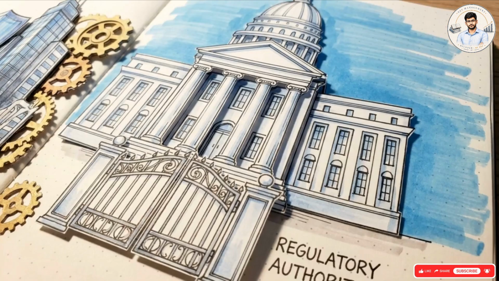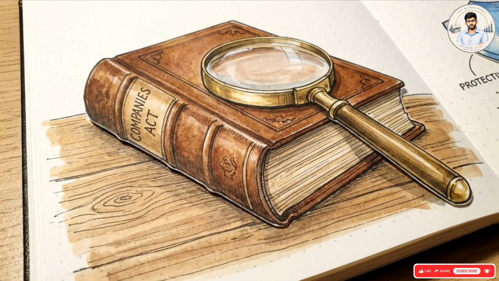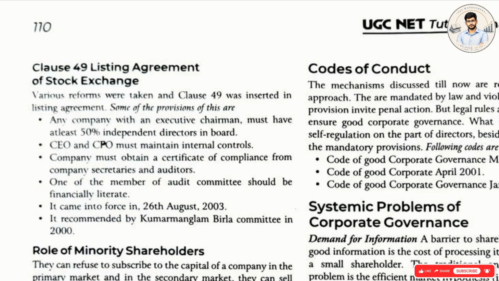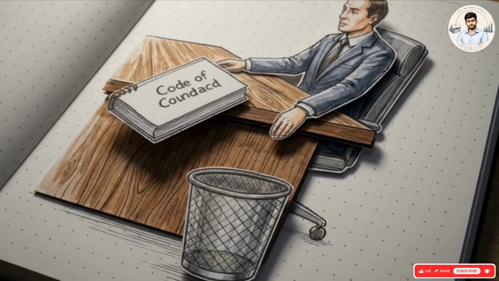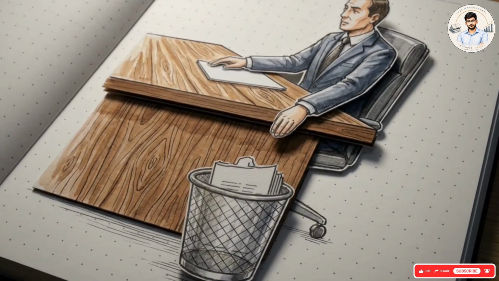In India, keeping that internal policing system honest falls to powerful external watchdogs, specifically the Securities and Exchange Board of India and the mechanisms of the Companies Act. For instance, under Clause 49 of the listing agreement, it mandates that if a company has an executive chairman, at least 50% of the board must consist of independent directors, people with absolutely no personal ties to the company's daily operations. These structural requirements exist because a stack of well-written policies means nothing if the board of directors is compromised by self-interest.